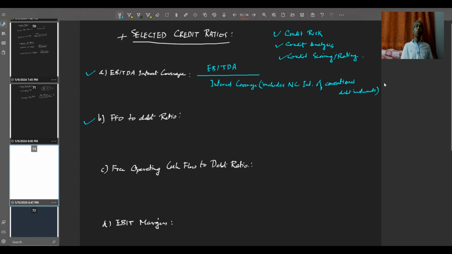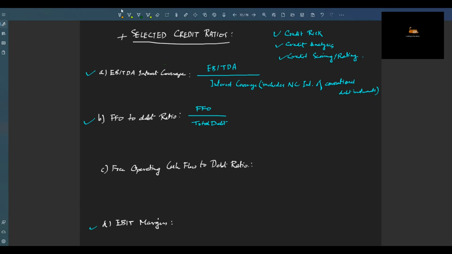Fund from operation to debt ratio. This is basically fund from operation divided by total debt. So what is funds from operation, friends? Funds from operations is basically net income plus depreciation and amortization plus any loss on sale of assets minus any gain on sale of assets minus net interest income, if any. It can also be defined as EBITDA minus interest minus taxes plus minus additional adjustments. So these two are the ways in which we can define funds from operations.